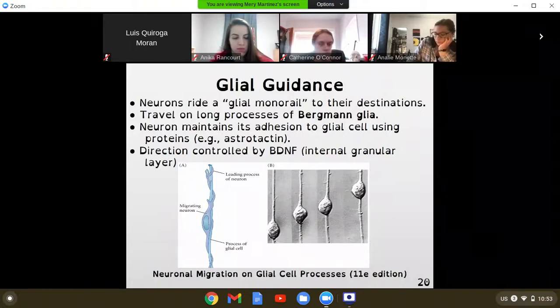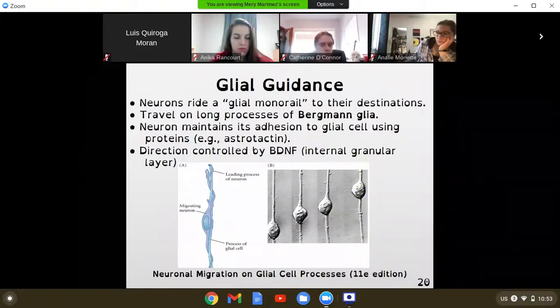If you were in class, you would see me flapping my arms just to illustrate this. So this is the monorail, this is the leading process, these are the glia, and this is the neuron. It just wraps around and knows exactly where to go. And this is a microphotography that was taken through time. You see how that cell is advancing when it attaches to this monorail.